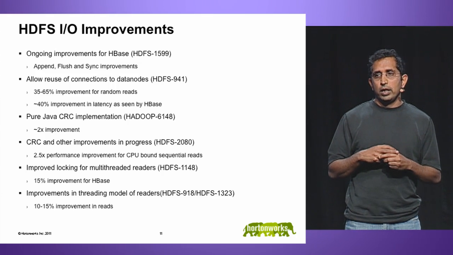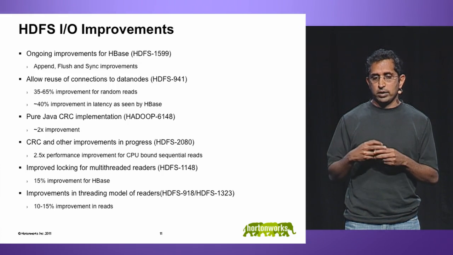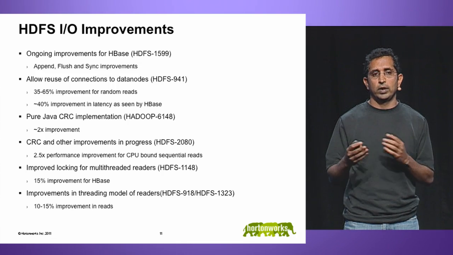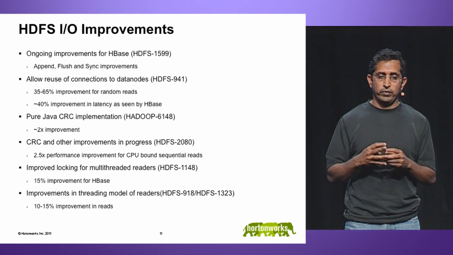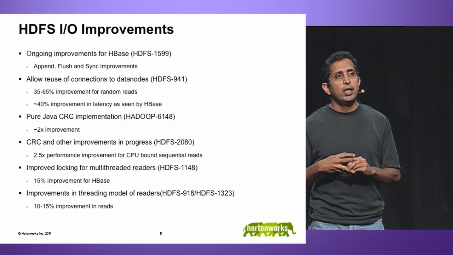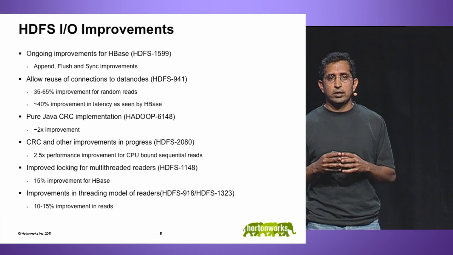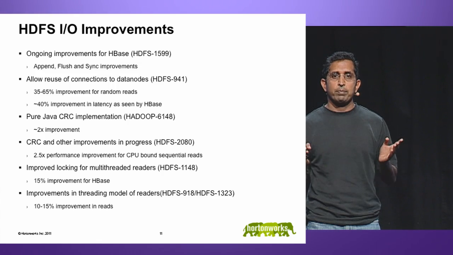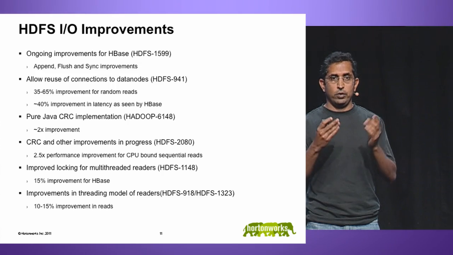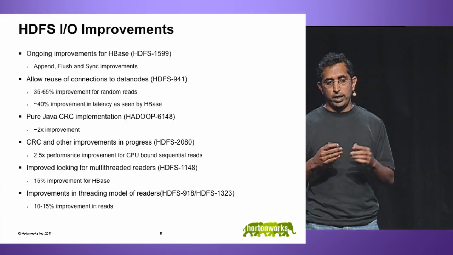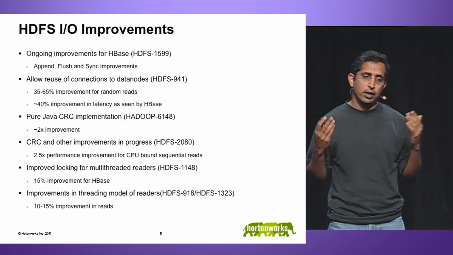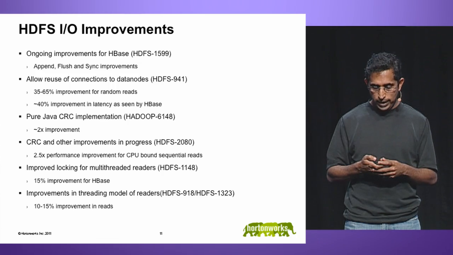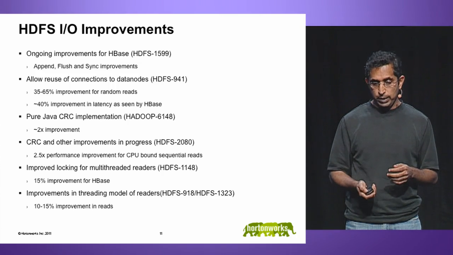And also for the readers on the data node side, there is an improvement in terms of threading model where a pool of threads is used. This has shown 10 to 15% improvements in reads. So just to reiterate, there's a lot of work that is going on to close the gap, and this is going to be available in release 23. I think this improvement is continuous, and the community is participating in this, and there are a lot of HBase guys who are also influencing these improvements.